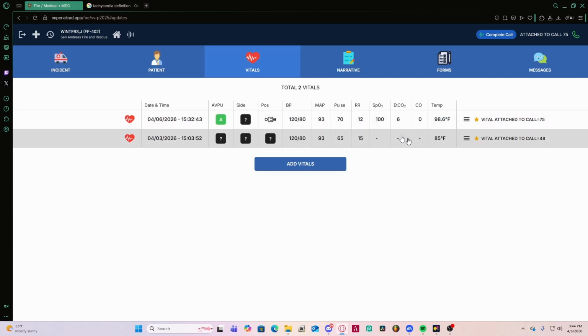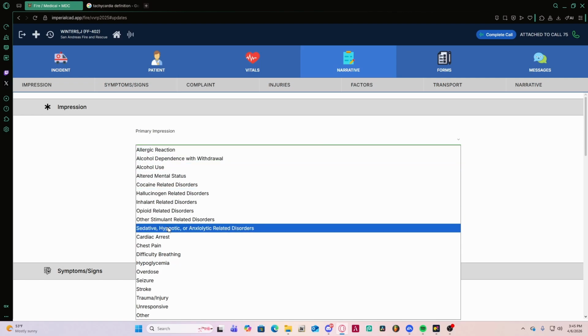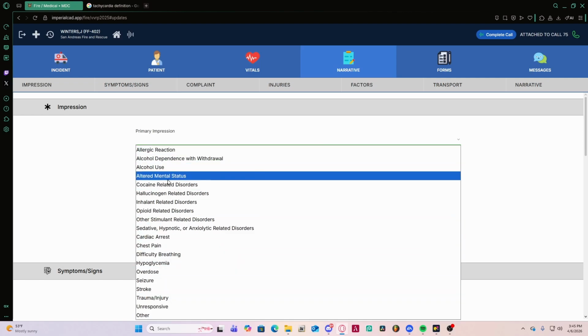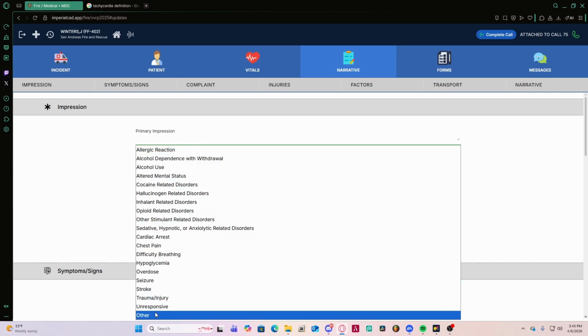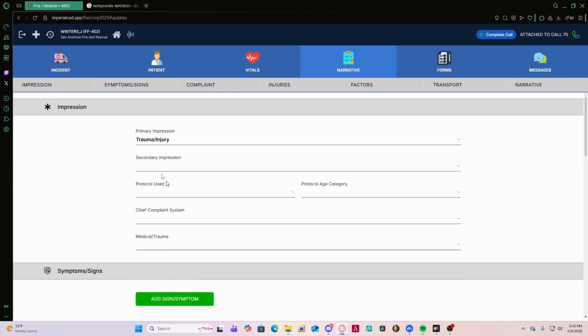So then you go to narrative. Makes sense. And then you go up. So this is where the meat and potatoes happens. And you can put their primary impression. I can't see what you're looking at. What was the original call? MVA. We'll just say trauma. That works because that's pretty much what happened.